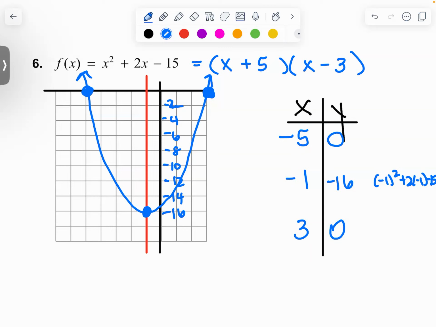So we know that it's upside down if there's a negative, right? If A is negative, we know it's going to be upside down. And if A is positive, we know it's going to be going up. And we know if we're doing intercept form, I'm only going to give you problems that have x-intercepts. Otherwise, we can't write intercept form.